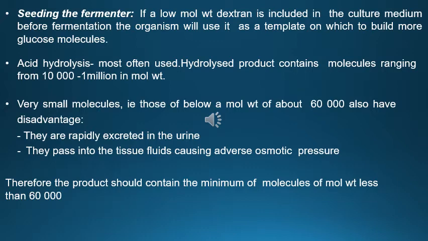Now, as high molecular weight dextran has some disadvantages, small molecular weight dextran, that is the dextran whose molecular weight is about 60,000 or lower, also has some disadvantages. They are rapidly excreted in the urine and they pass into the tissue fluids, causing adverse osmotic pressure. So we need dextran in the range of 60,000 to 2,50,000.